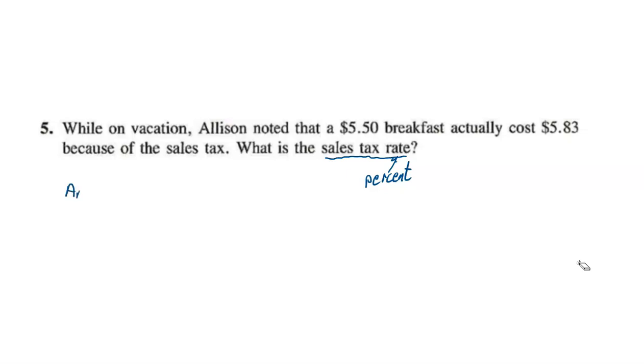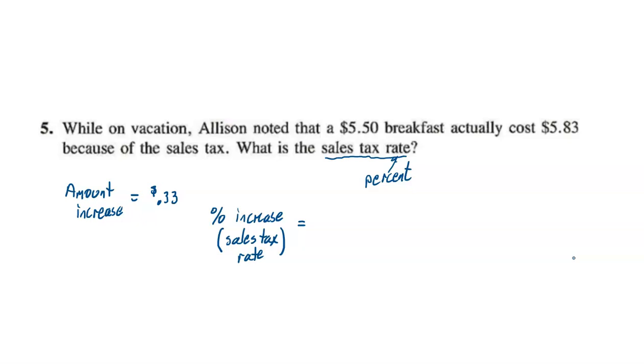Well, what's the amount of increase? It has gone up 33 cents. The amount of tax added onto this breakfast is 33 cents. Now we can find our percent increase, which in this particular problem is the sales tax rate. The formula is to take the amount of increase, which is the 0.33, and compare it to the original amount, $5.50.